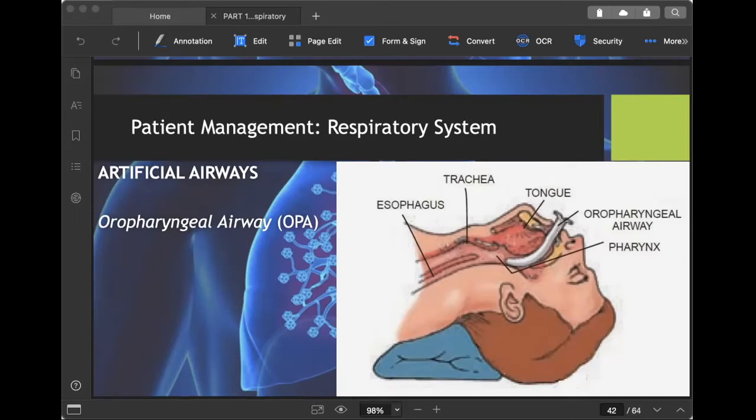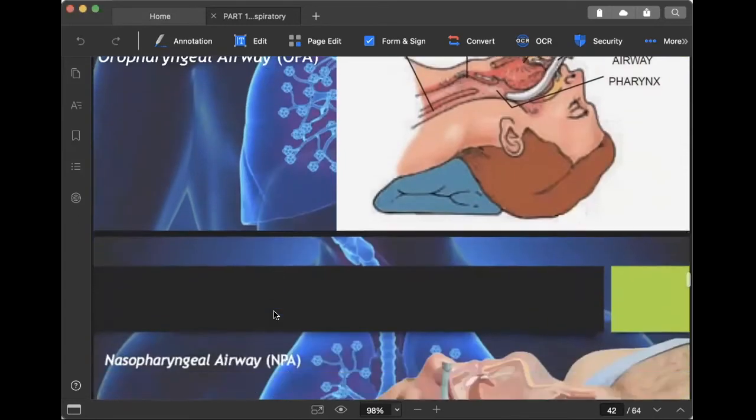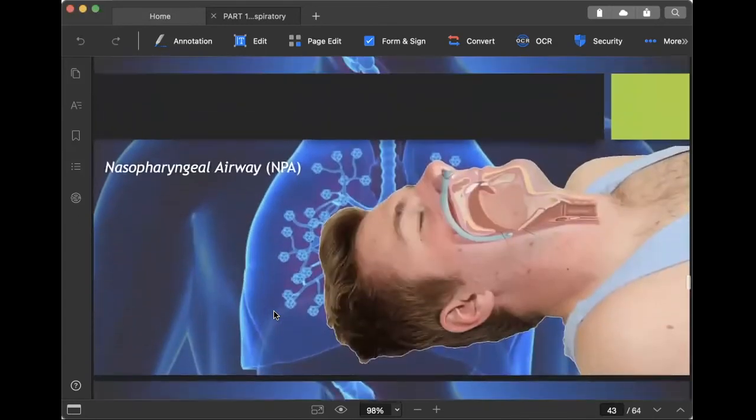Now your OPA is an airway adjunct used to maintain or open the airway by stopping the tongue from covering your epiglottis. In this position, the tongue may prevent an individual from breathing. So aside from your OPA, we also have your NPA, or your nasopharyngeal airway.